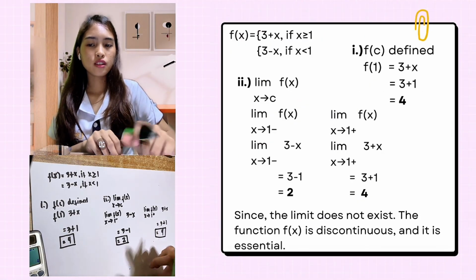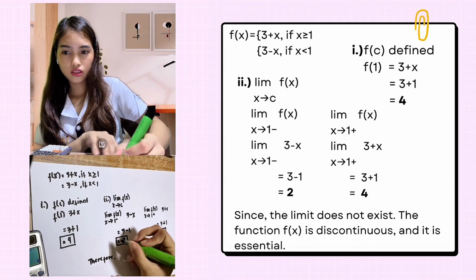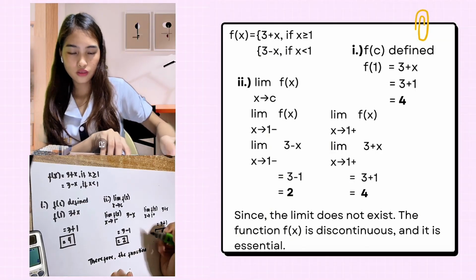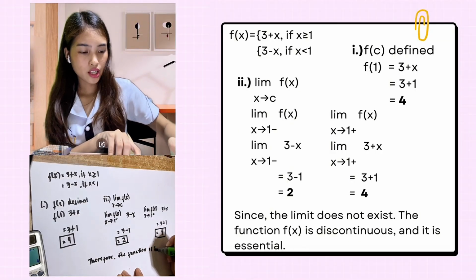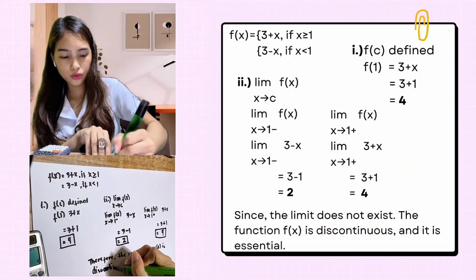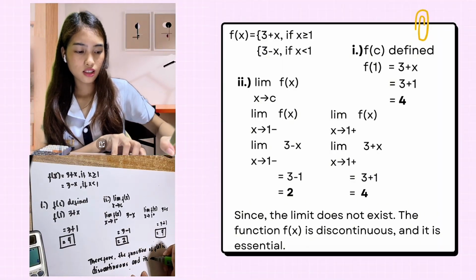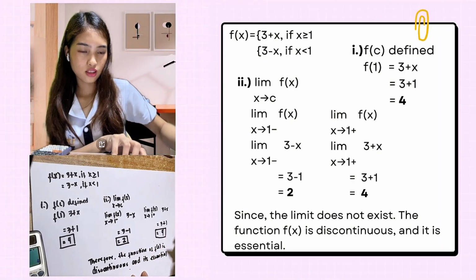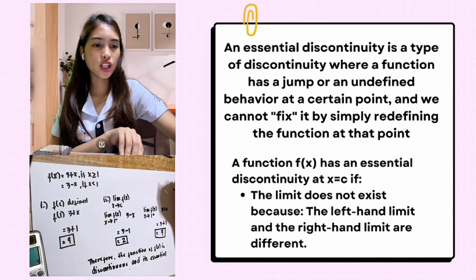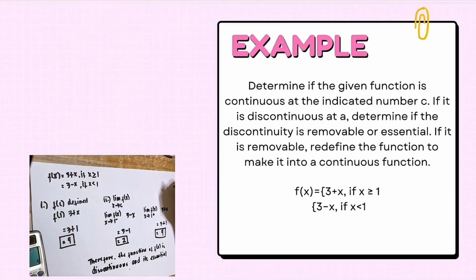So therefore, the function f of x is discontinuous and it's essential. Since our discontinuity is essential, we cannot fix it by simply redefining the function at that point.